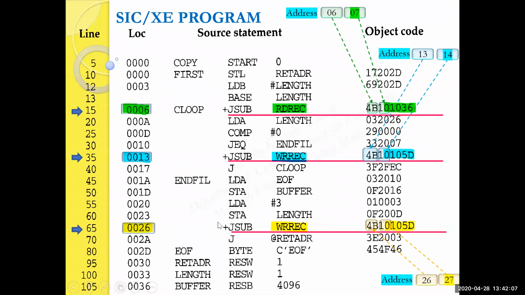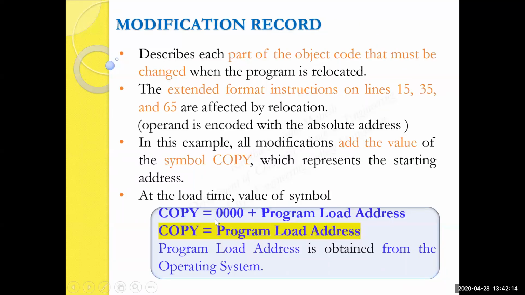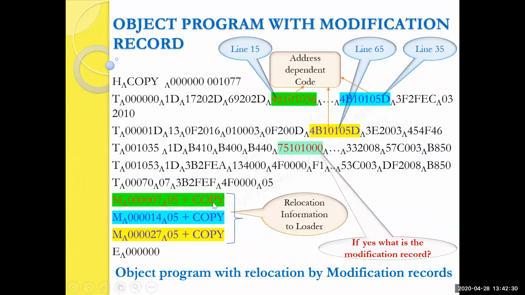Where does this 0 come from? You have already seen that at the time of assembly, copy has a value 0. So the actual value of copy can be computed as the relative value 0 plus the actual program load address. So 0 plus the program load address will be the program load address itself. So it means that to do the modification, we need to add the program address to the data that is in the location whose address is indicated here.